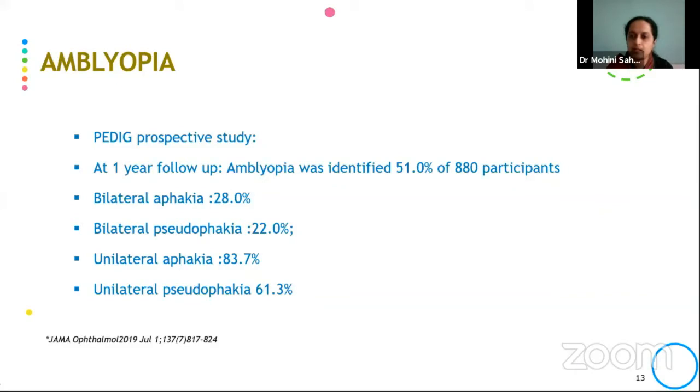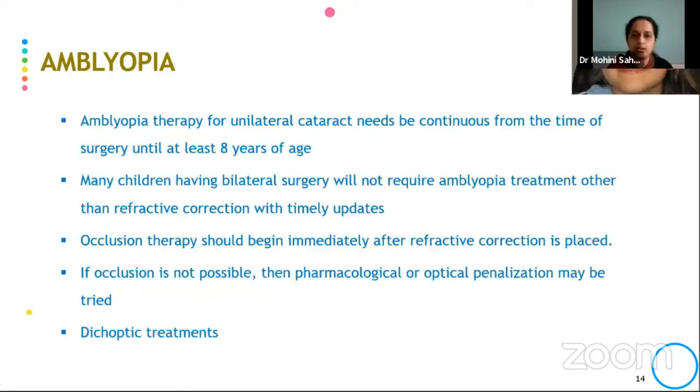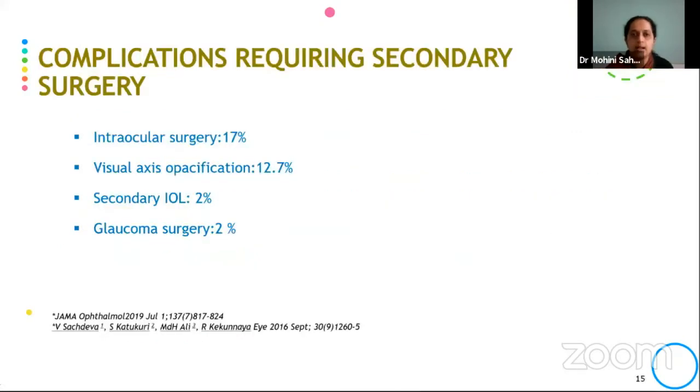In a prospective study done by the Pediatric group, they found that at the end of the very first year, almost 51% of the children had some amount of amblyopia, more in unilateral aphakics and least in bilateral pseudophakics. Thus, in a unilateral cataract surgery, the treatment for amblyopia should start right from the time of the surgery till at least 8 years of age. Many children with bilateral surgery may not require amblyopia therapy. Occlusion is the preferred modality for treatment.